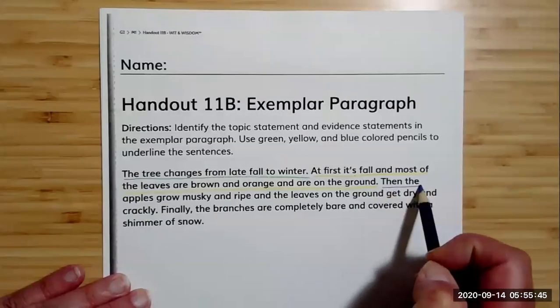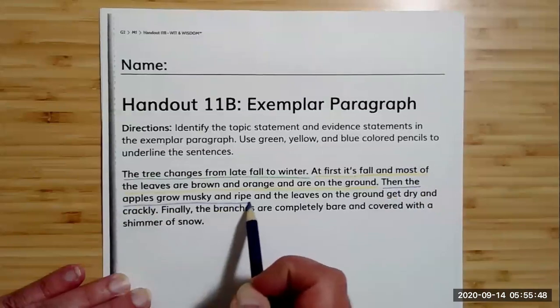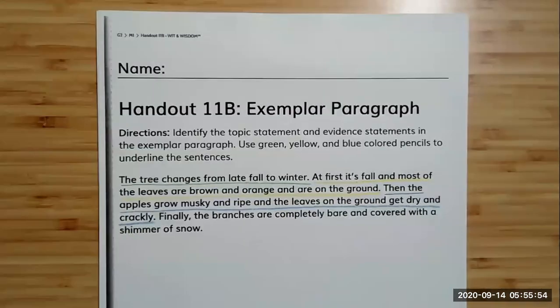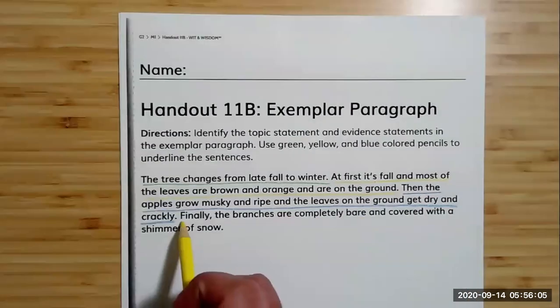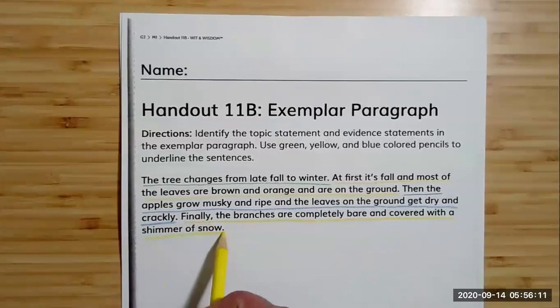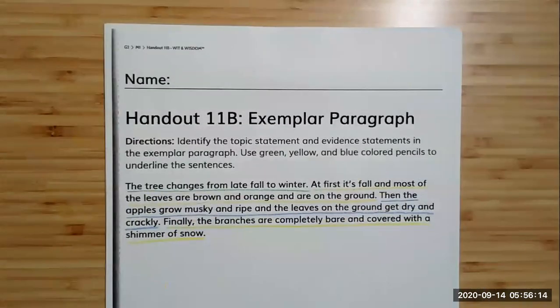Then the apples grow musky and ripe, and the leaves on the ground get dry and crackly. Find the last piece of evidence that shows how the tree changes from late fall to winter. Underline the sentence on your handout in yellow. Blue and yellow make green. Blue and yellow evidence in the paragraph combines to support the green topic sentence.